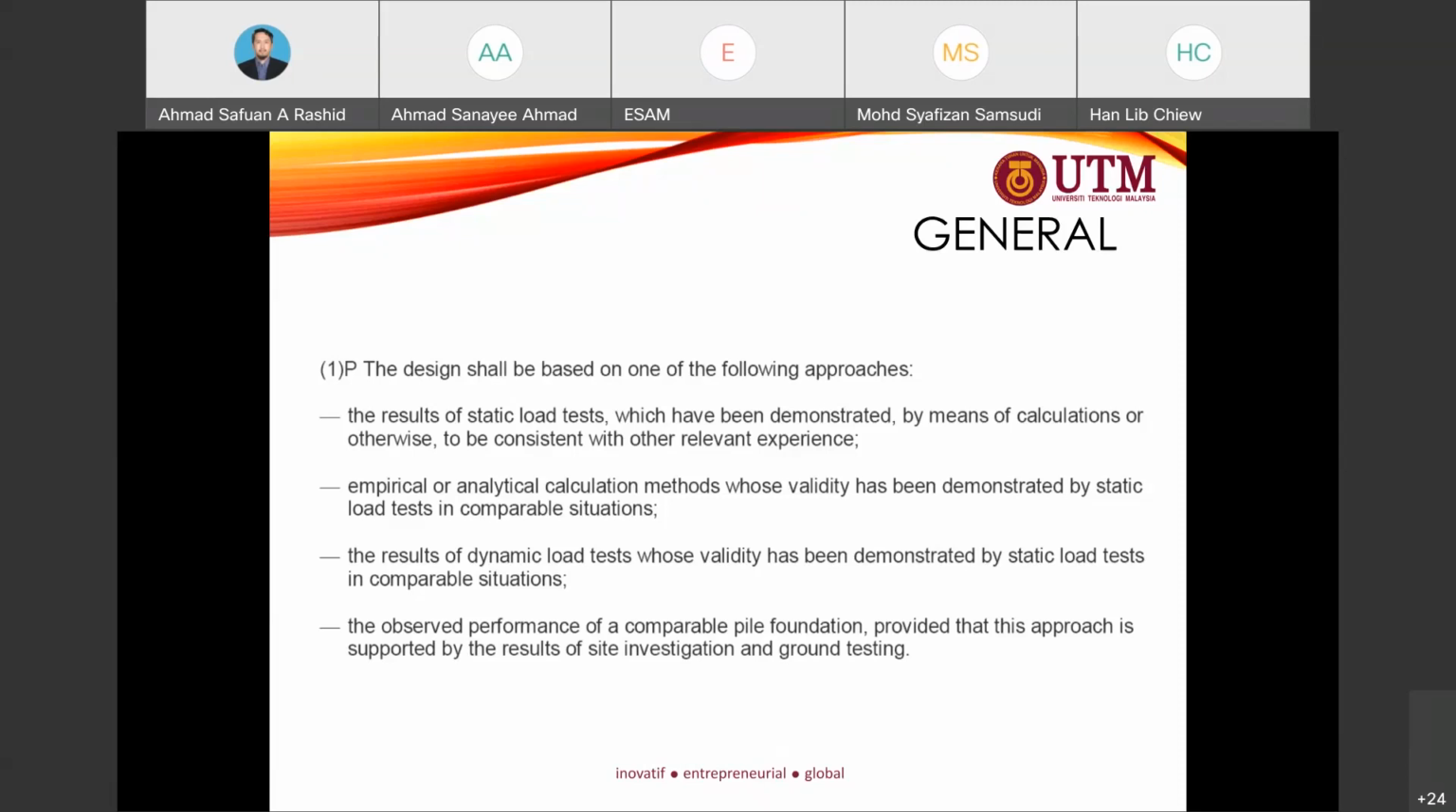The result of dynamic load tests whose validity has been established by static load tests in comparable situations. So there is another method called the dynamic load test or pile dynamic analysis, PDA, which could also be used. The observed performance of comparable pile foundations, provided that this approach is supported by the results of site investigation and ground testing.